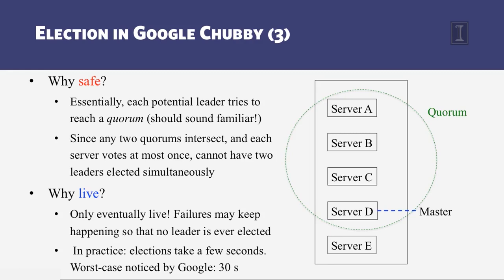Why is this algorithm live? Well, it's only eventually live because, of course, you cannot solve consensus in an asynchronous system. And so failures may keep happening so that no leader is ever elected. But if things go right in the future, when messages are not delayed too much, when not too many bad failures happen, then the protocol has a good chance of converging and terminating. In fact, the folks at Google saw that elections typically take a few seconds. That's a typical time to run an election. And the worst case noticed in the original paper written on Chubby by Google was that the worst case election run took only 30 seconds.